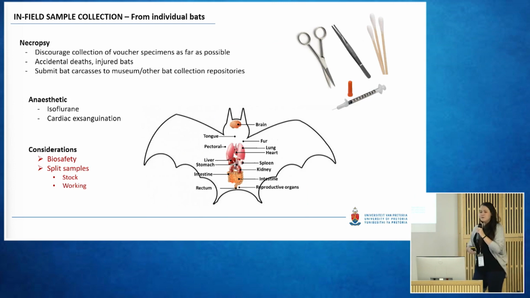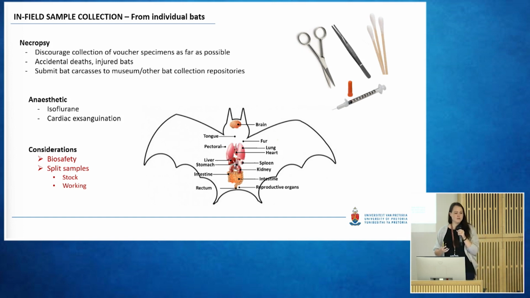Before I continue, with our discussion yesterday, we talked about why it's important to know what research has been done in your country, even if it's not disease-related, even if it's just bat-related research. And I think it's important to also utilize historical samples.